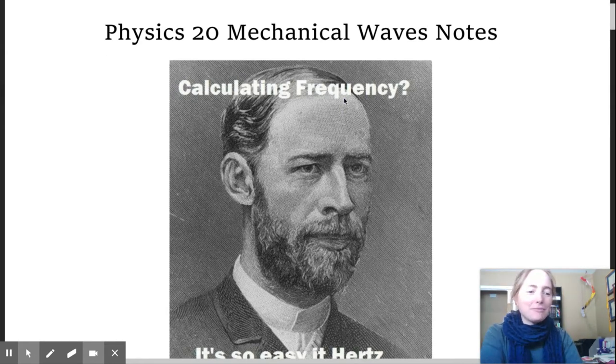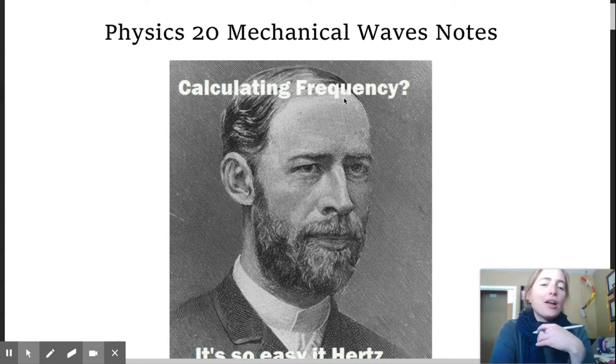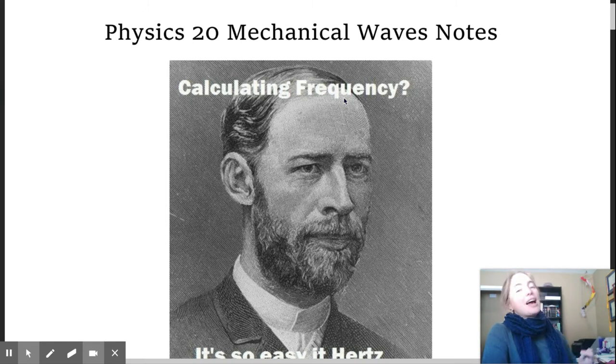All right, so ladies and gentlemen, today we're going to be looking at mechanical waves. And we are going to be looking at the properties of mechanical waves, what they are, how they work, and some of the calculations that are necessary to use with mechanical waves, as well as some of the properties of them. You guys ready to go?